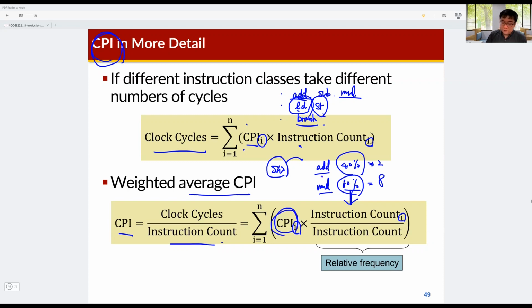The CPI for add is 2 multiplied by the ratio of this instruction, 0.4, its fraction of the instruction count, plus the CPI of the multiplication, 8, multiplied by its fraction, 0.6. This is the CPI of this software, and you can calculate it. Got it?